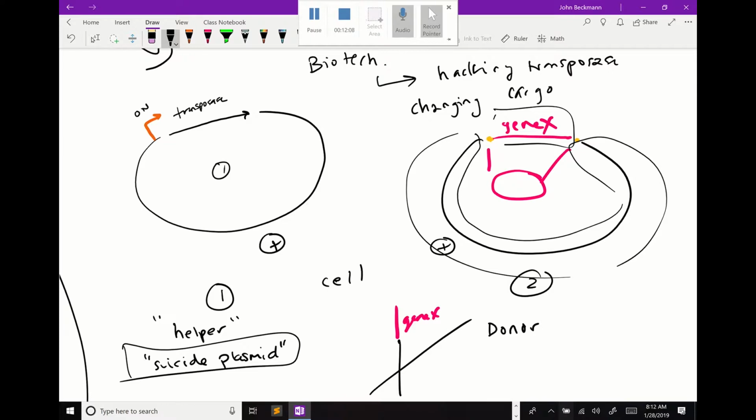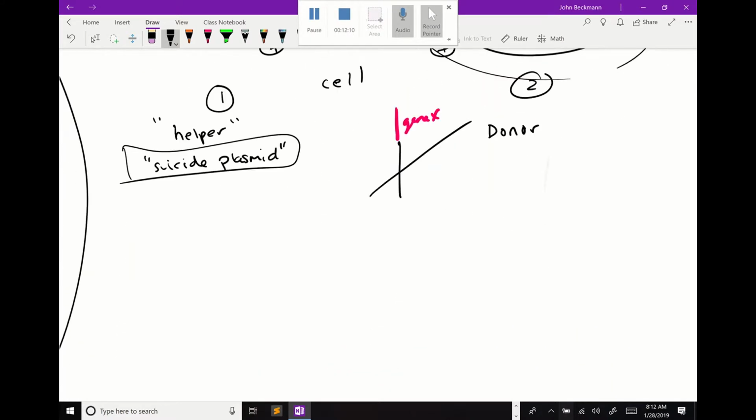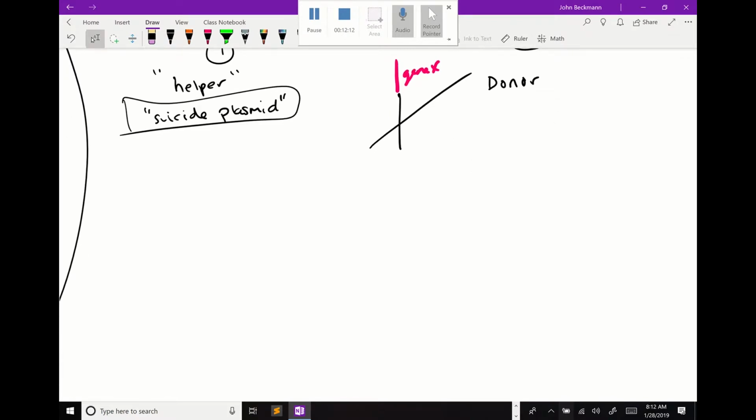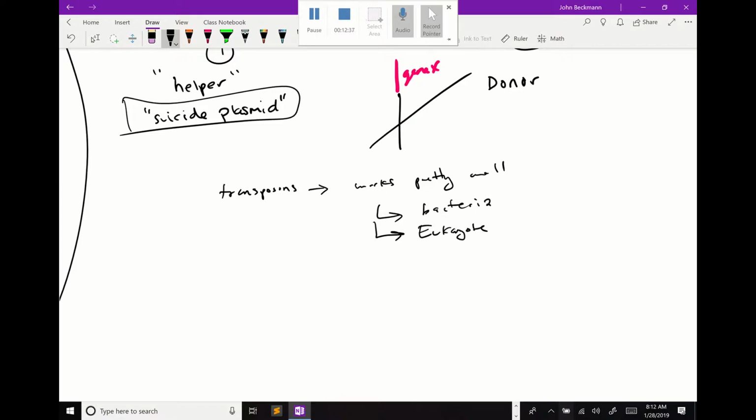So we might as well talk more and more about transposons and talk about some of the considerations of transposons. So one of the good sides of transposons is if you find one that works, it works pretty well. And you can find ones that work in bacteria, and you can find ones that work in eukaryotes. Okay? So they work pretty well. But let's talk about some of the downsides.